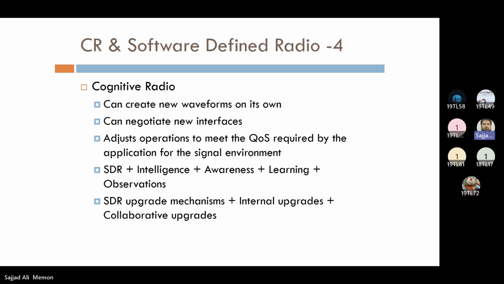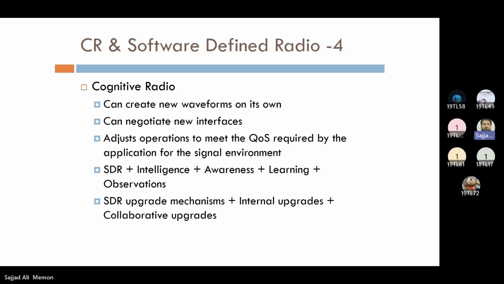It can also create new waveforms on its own, negotiate new interfaces, and adjust operations to meet the quality of service required by the application for the signal environment. Software defined radio plus intelligence plus awareness plus learning plus observations. So you can say that we put machine learning in the conventional radio, and that makes it cognitive radio, and software defined technology was also there.